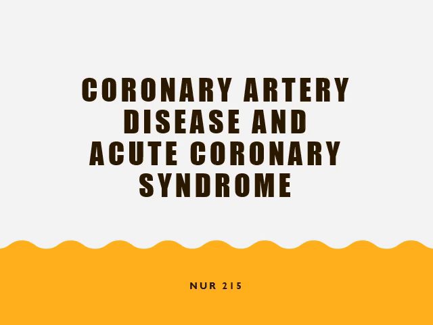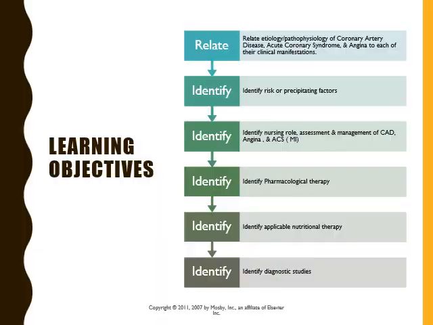On this PowerPoint, we're going to talk about coronary artery disease, CAD, and acute coronary syndrome, ACS. Here are the objectives. We want to look at the definition of each, coronary artery disease and acute coronary syndrome. We want to talk about the medications for each, nutritional therapies, and diagnostic studies. We also want to backpedal just a little and identify who's at risk and what factors lead up to this.